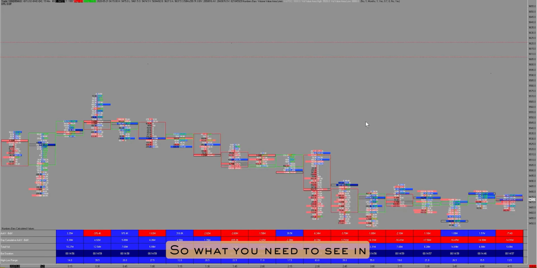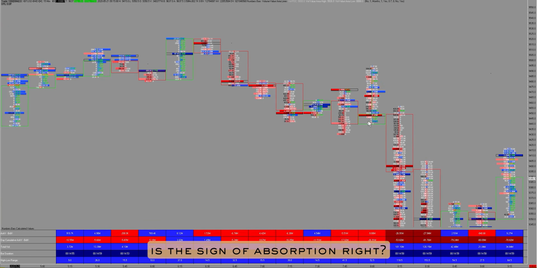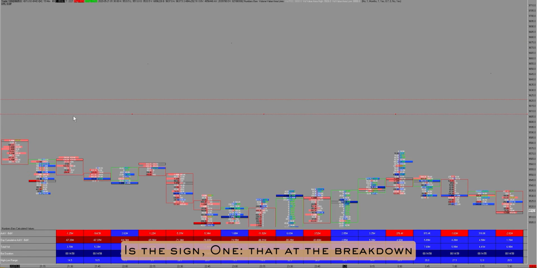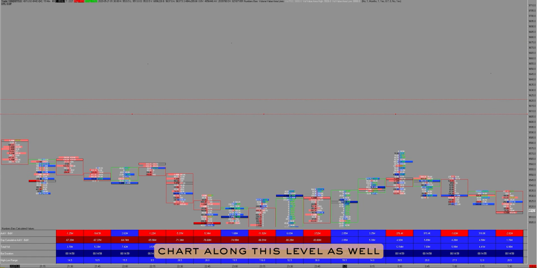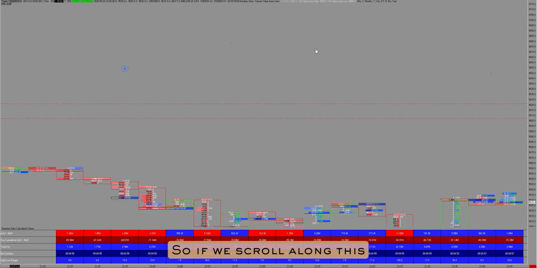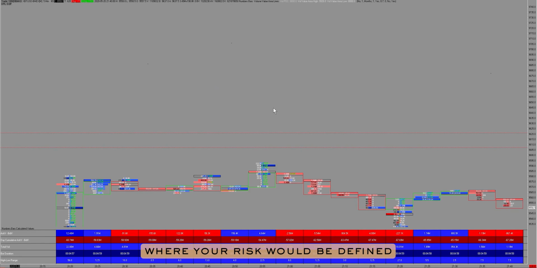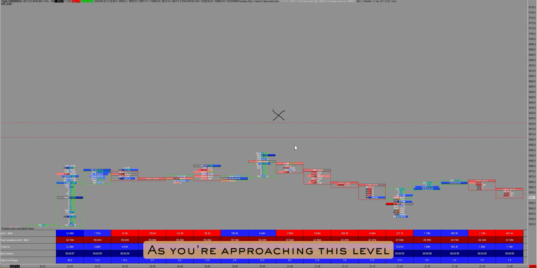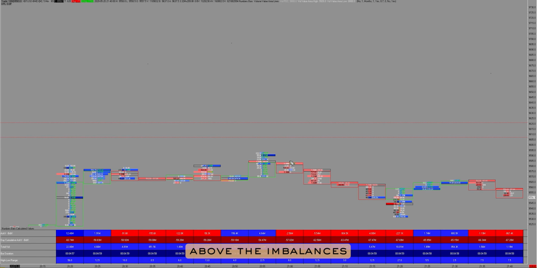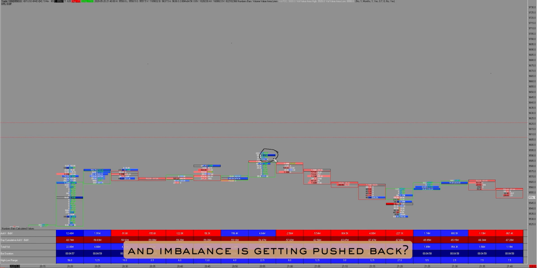All right. So what you need to see in any kind of retest is the sign of absorption, right? Is the sign, one, that at the breakdown, we'll go back to something like the 5-minute chart along this level as well. So if we scroll along this and look at how we're observing this, you'd be observing this in real time. As you're approaching this level where your risk would be defined, okay, this is an area where you could get passively involved, right? As you're approaching this level, which is above, consider that the risk is defined above this level, which I guess you could leave as that box, but we're trying to distinguish that the risk is defined above the imbalances. As we get to this level, are we seeing that buyers are able to close at this level, or are we constantly seeing that aggressiveness and imbalance is getting pushed back?